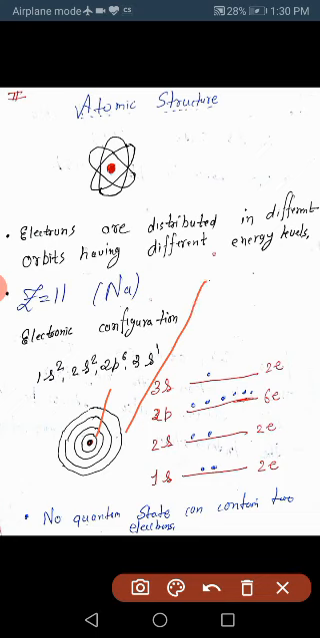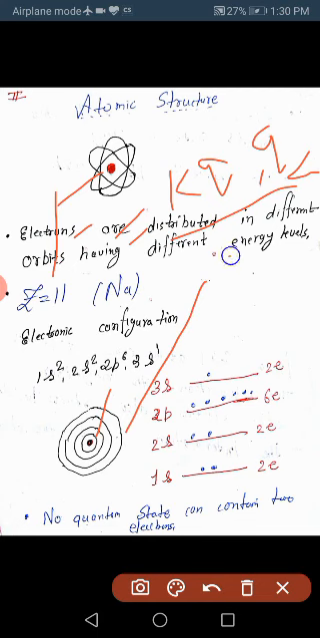For the electron in the first orbit, the force will be greater, and for the electron in this orbit the force will be less. Why? Because force is again k q1 q2 over r square. This k is 9 into 10 raised to the power 9, the Coulomb constant. So this is k q1 q2 over r square.